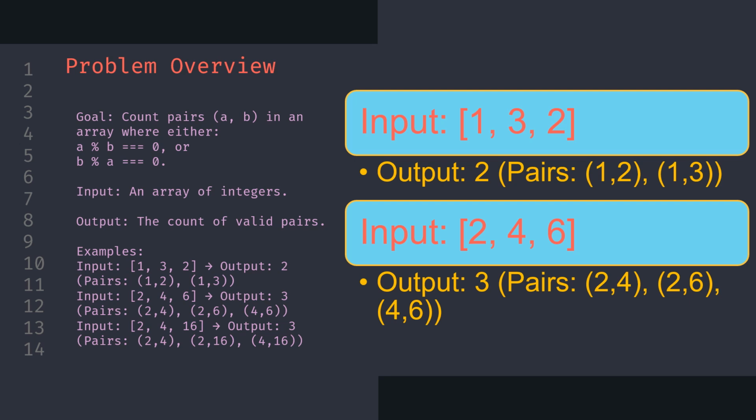The problem is to find the pairs A and B in the array where one is divisible by the other. For example, in the array of 1, 3, and 2, valid pairs are (1, 2) and (1, 3). In the array of 2, 4, 6, valid pairs are (2, 4), (2, 6), and (4, 6).